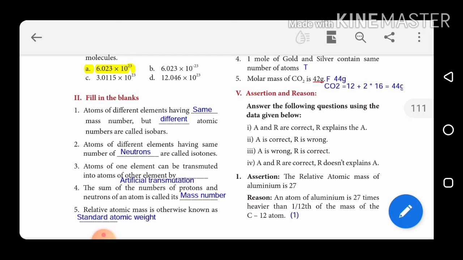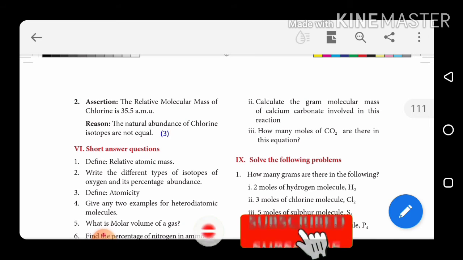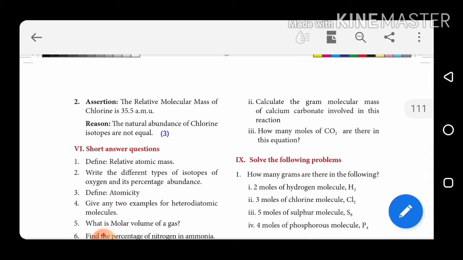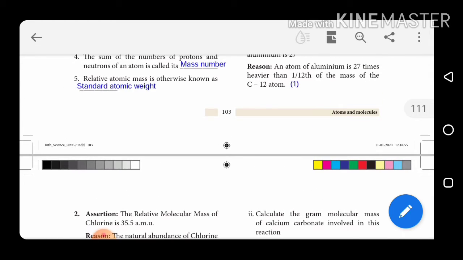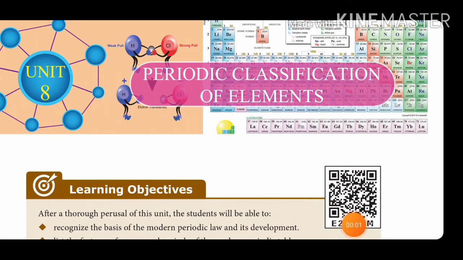R explains the A. The next one, second one, assertion: the relative molecular mass of chlorine is 35.5 AMU. The reason given here is the natural abundance of chlorine isotopes are not equal. Here the answer is third one, that is A is wrong, R is correct. The next lesson in chemistry is Unit 8, periodic classification of elements.